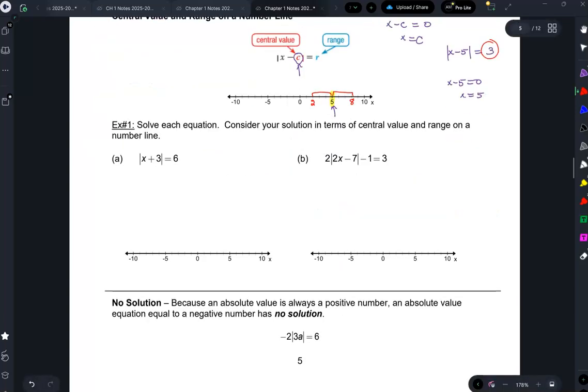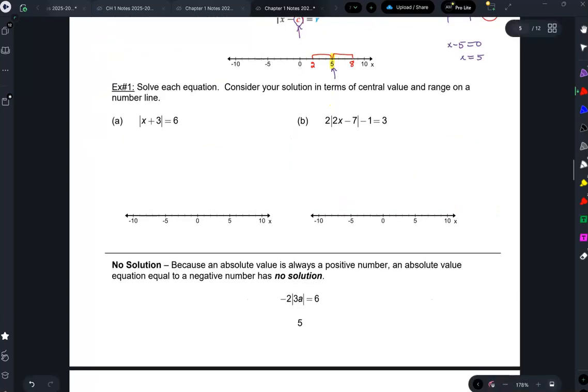Okay, let's do this one. The absolute value of x plus 3 is equal to 6. First you're going to split these up. x plus 3 is equal to -6, and x plus 3 is equal to 6. So now, x is -9 and x is 3. Let's see that on a number line.